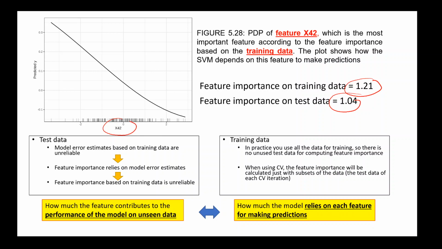We know that estimating the error using training data in machine learning is a bad idea because the value is too optimistic, which means that the model seems to work better than it does in reality. So this supports the point of using the test data for measuring the importance measure. If the model error estimates based on training data are unreliable and the feature importance relies on the model error estimates, then the feature importance based on training data is also unreliable.